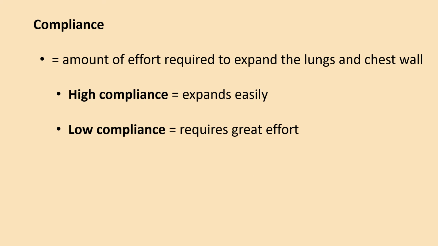The second factor affecting the movement of air into and out of the respiratory system is called compliance. And compliance refers to how easily the lungs and the chest wall can expand. So when we talk about high compliance, that means that the lungs and the chest wall expand quite easily. And then we can have a low compliance where it requires a lot of effort to expand the lungs and the chest wall.